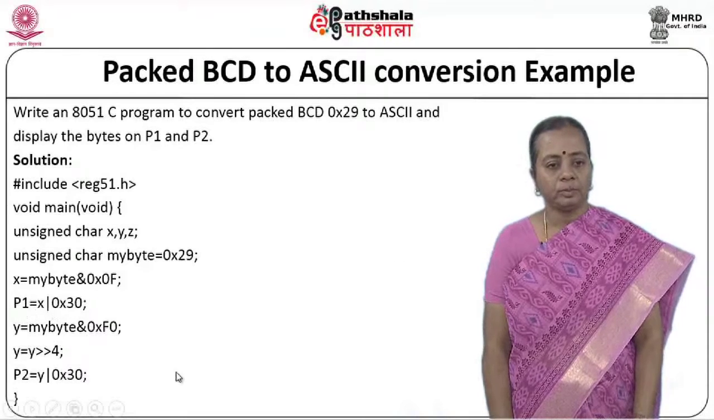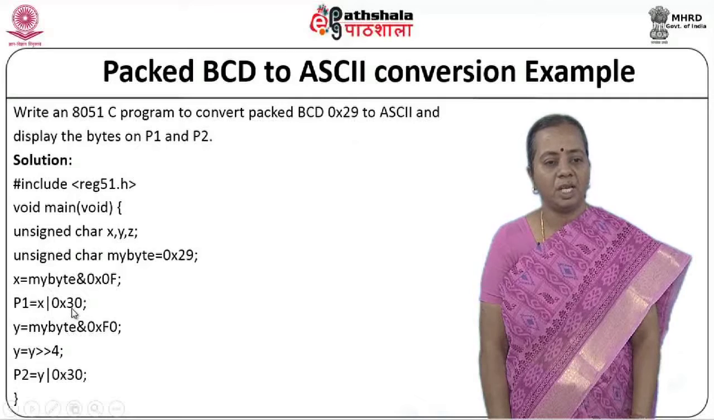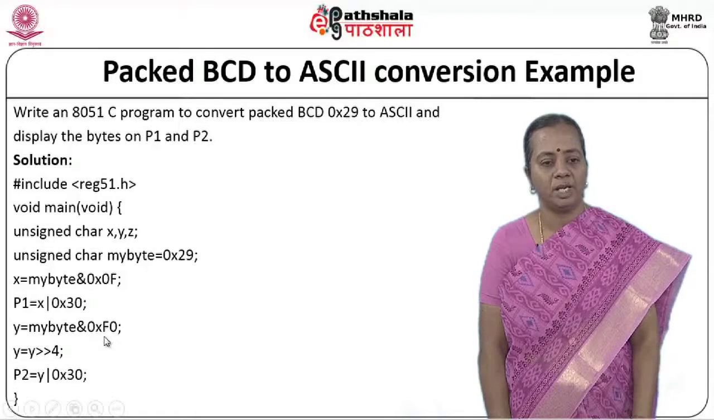So, now I will be in a position to get 39 as the ASCII number for BCD 9 which we have simulated. So, we wanted to convert this BCD to ASCII. So, 9 is converted into 39 now, which has been placed at P1. Now, we need to convert this 2 also. So, mybyte is ANDed with F0, then this F is ANDed with 2 and 0 is ANDed with 9. So, 9 becomes 0, only 2 comes over here because it is ANDed with F.